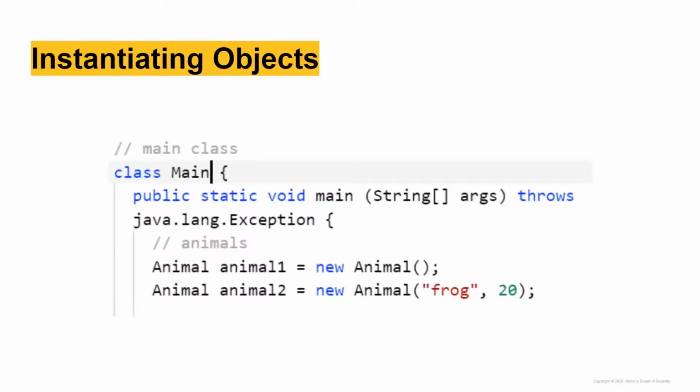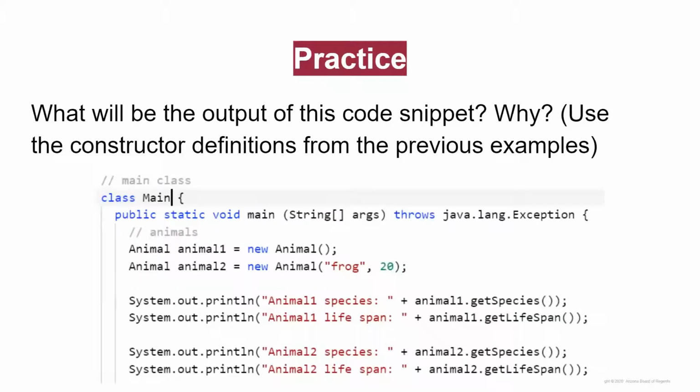Cool. So we're going to do a quick little practice exercise. It shouldn't take too long, not too complicated. Look at this sample program here and think, what will the output be for this code snippet and why? Use the constructor definitions that we just went over to interpret how we are instantiating these objects. I'll give you a second to do that, and then I'll go over what's going to happen here.